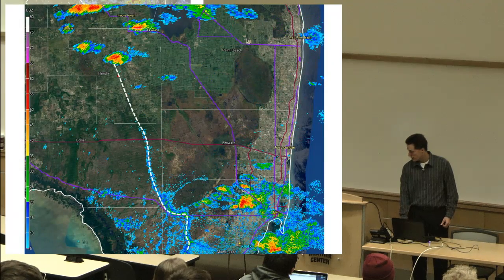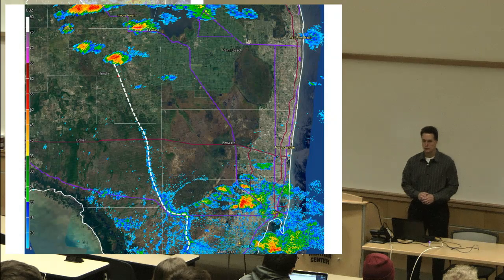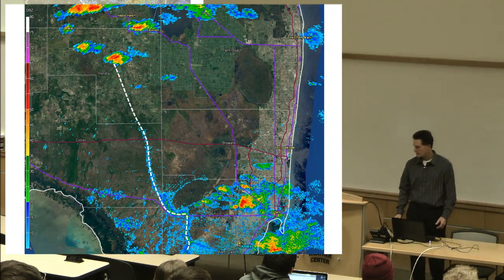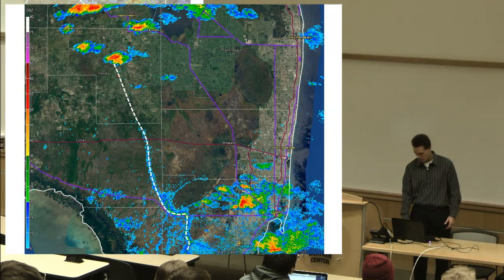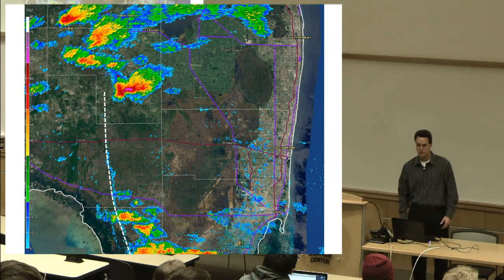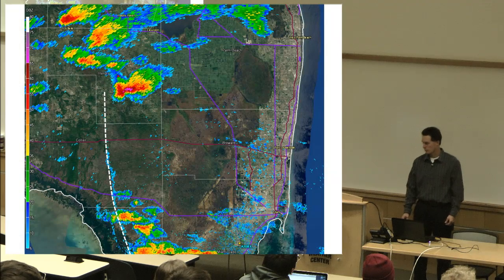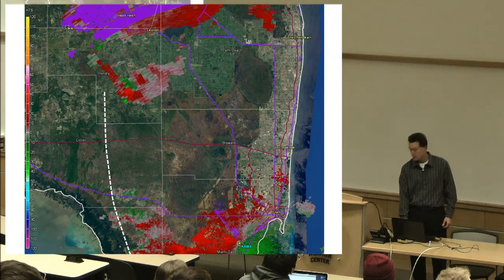Boundary moves inland. Look up at Hendry County, kind of in the northwest part. You see that little echo? We trace the fine line. That's the outflow augmented sea breeze boundary. This thing moves southeast. It's staying on the immediate cool side of the boundary. The shear's a little stronger, high reflectivity. Obvious mesocyclone with this storm.